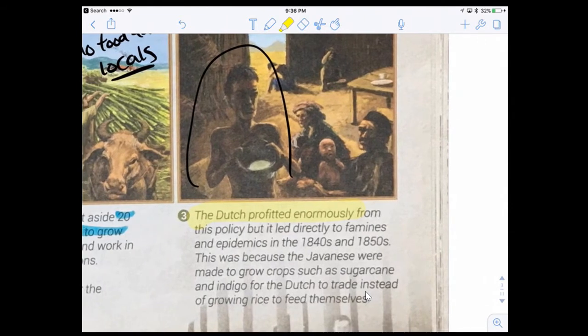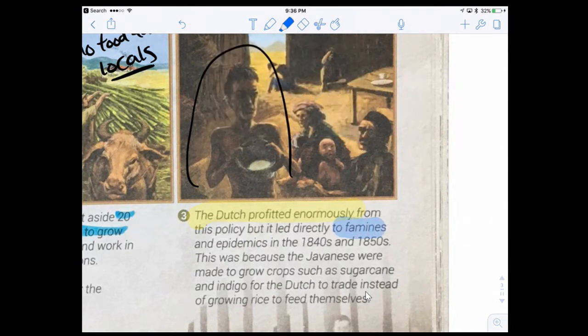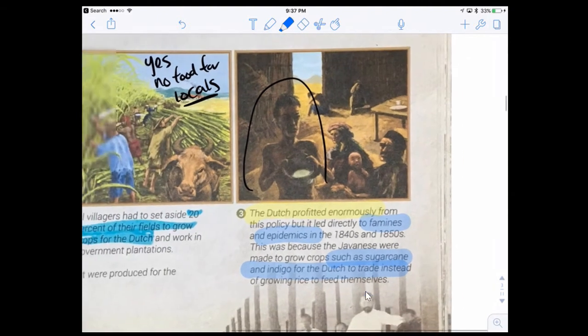So when you have a case whereby there is a lack of food in a country or in a place, we call it a natural disaster. And this disaster is called famines. Disasters are epidemics, and one such epidemic because of lack of food is famines. Why famine? Because you have to grow sugarcane and indigo for the Dutch to trade to earn money. So the Dutch did not think much of the locals. They only think about earning money. So the poor locals were left to starve.